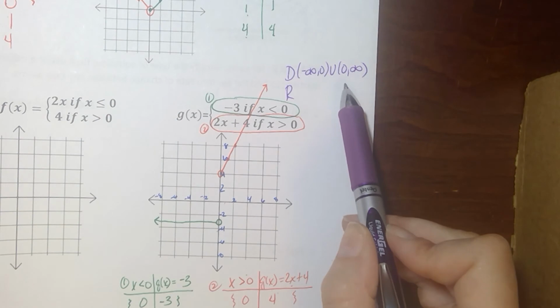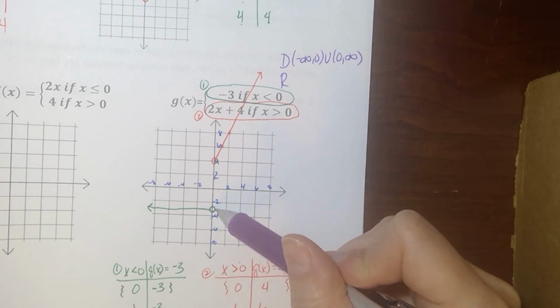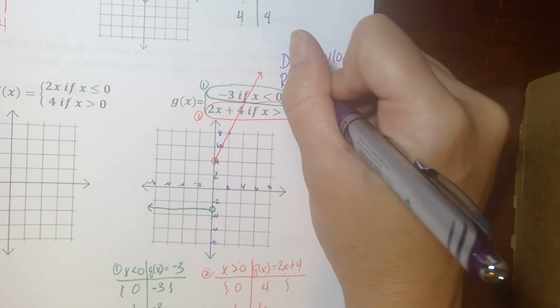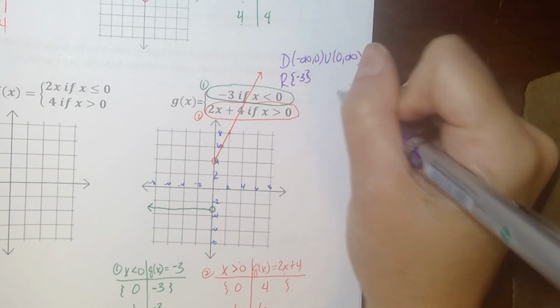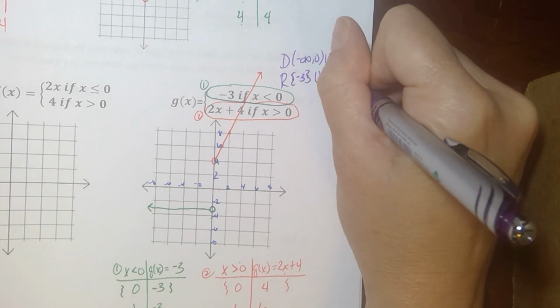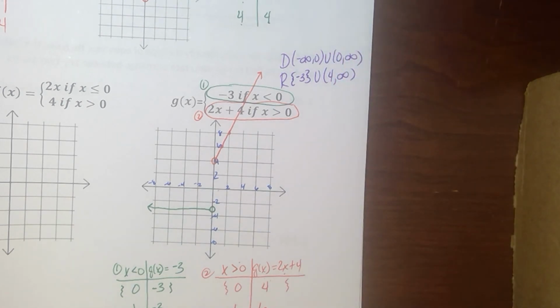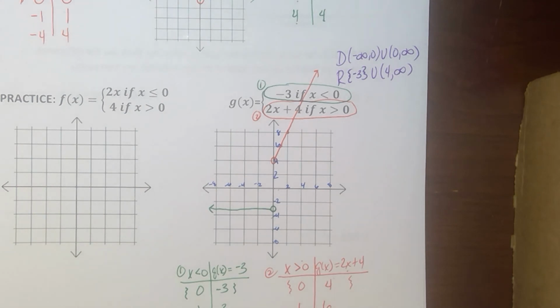Our domain was everything but 0. Let's read our range, reading down here from -infinity and moving up. Well, I see I have a single value at -3 and then nothing until I get up here to 4. So when I write my range, I write that single value at -3 in fancy braces, and then it picks up at 4, and 4 is not included, so parentheses, and it keeps going up forever, positive infinity. Okay, that's our example of a piecewise defined function.